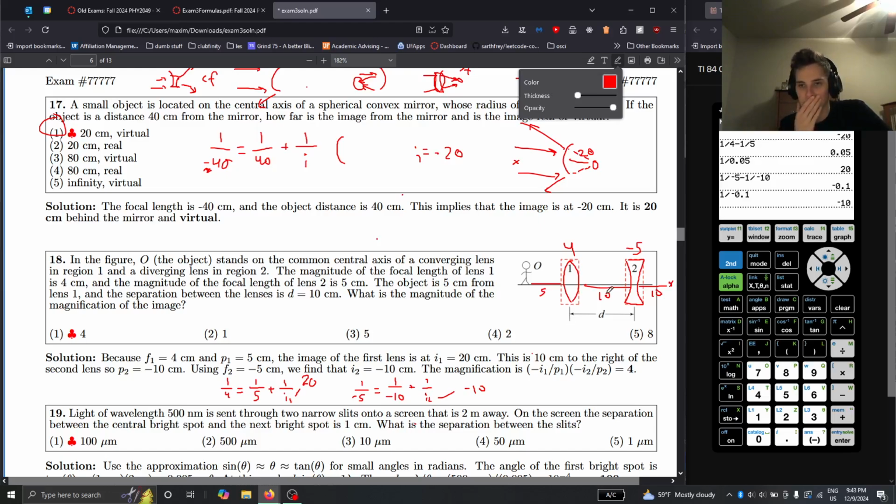So that's saying that this is going to be 10 centimeters backwards, not on that side of the image, but heading back this way.